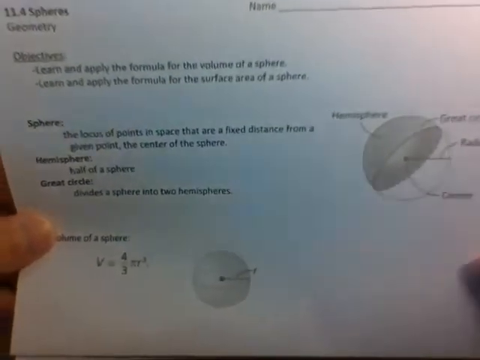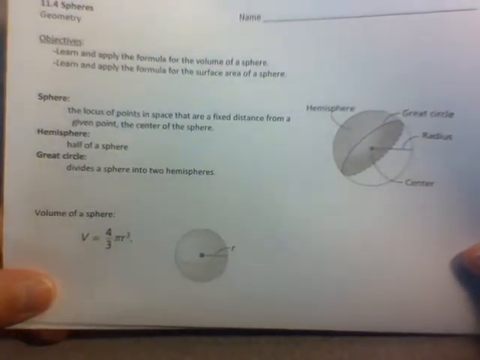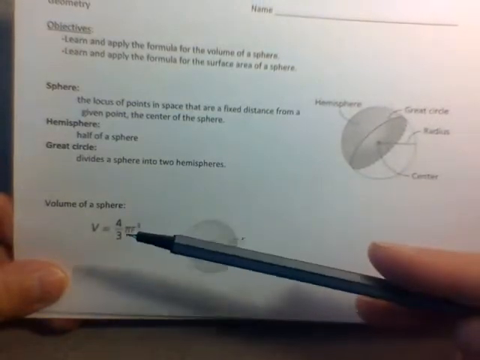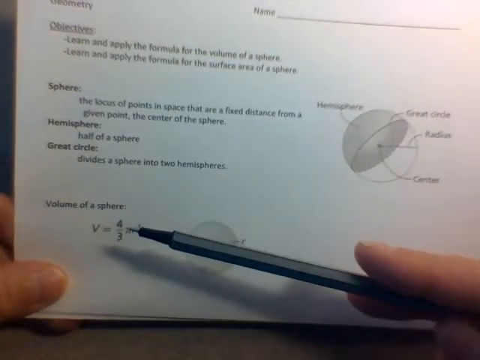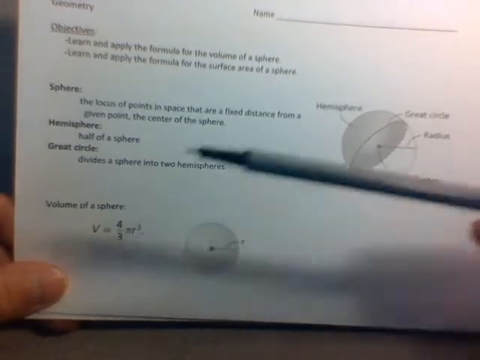All right. So the first thing that we have then to write down is our volume of a sphere. So here we are with the volume of the sphere. It's 4/3 times pi times the radius cubed. So as long as we know the radius, we can go ahead and find the volume.